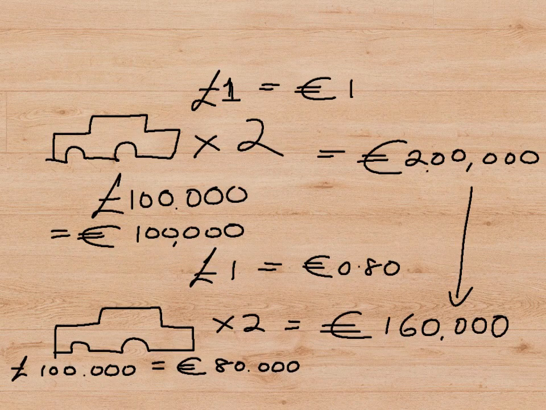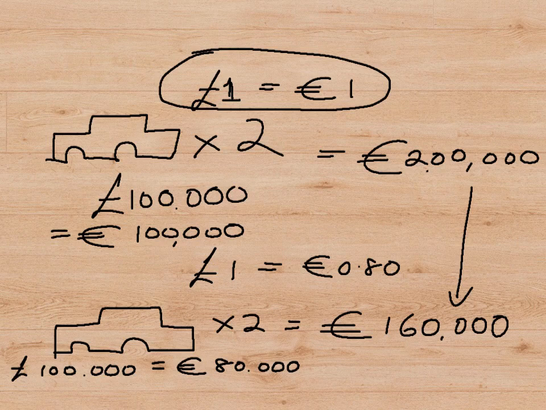Imagine that when the exchange rate was £1 equals €1, 2 cars were being sold to the Eurozone, each with a value of £100,000. And with a 1-to-1 exchange rate, £100,000 equals €100,000. So the total value of UK exports to the Eurozone was €200,000.